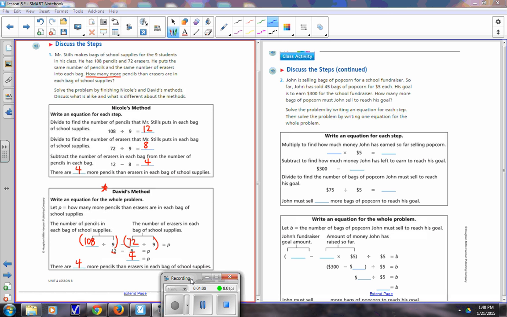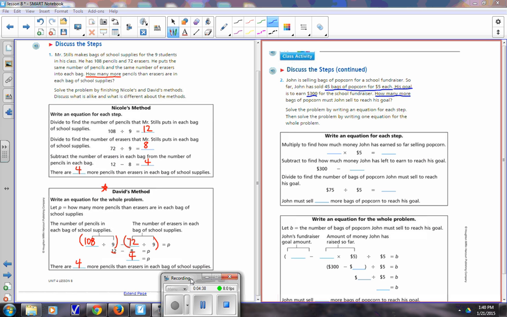John is selling bags of popcorn for a school fundraiser. So far, John has sold 45 bags of popcorn for $5 each. His goal is to earn $300 for the school fundraiser. How many more bags of popcorn must he sell to reach his goal?